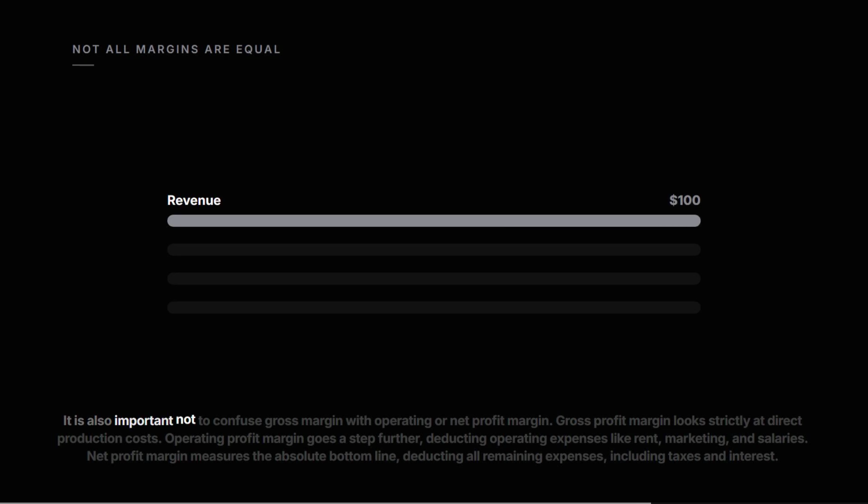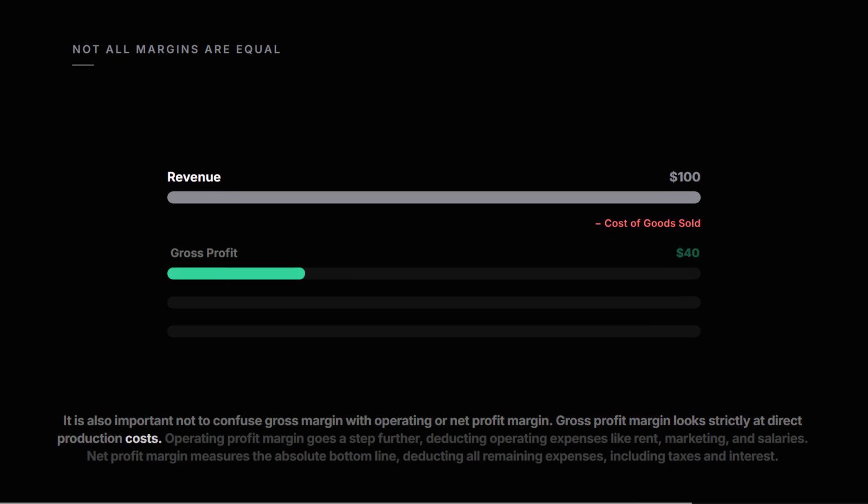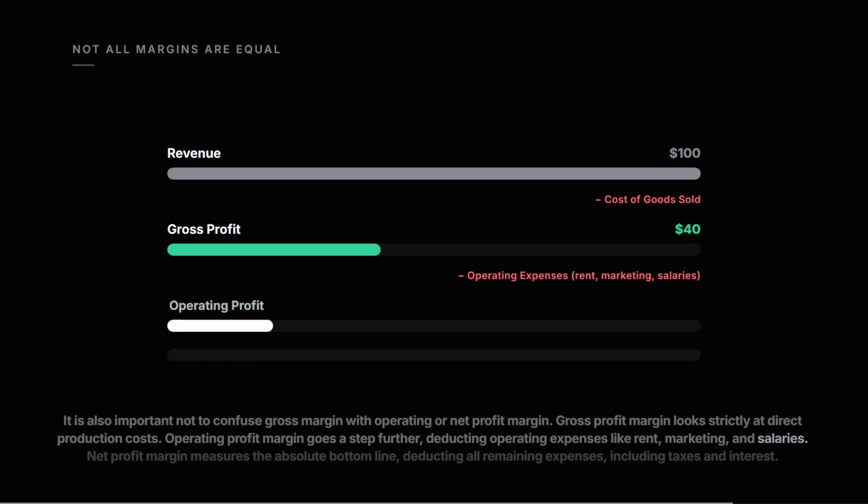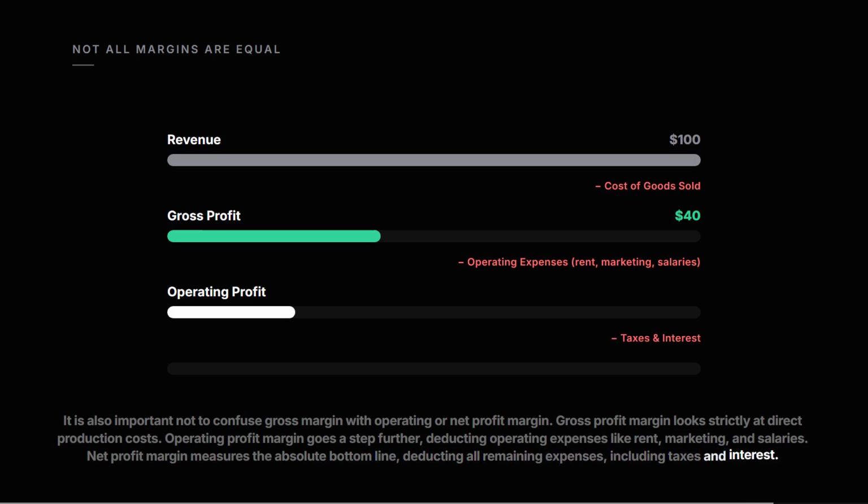It is also important not to confuse gross margin with operating or net profit margin. Gross profit margin looks strictly at direct production costs. Operating profit margin goes a step further, deducting operating expenses like rent, marketing, and salaries. Net profit margin measures the absolute bottom line, deducting all remaining expenses, including taxes and interest.